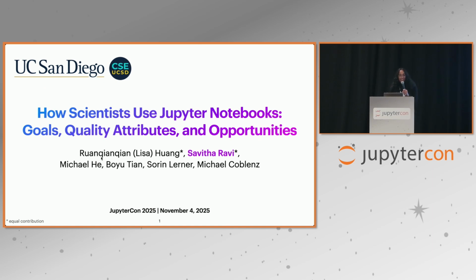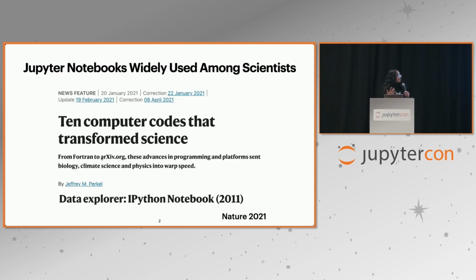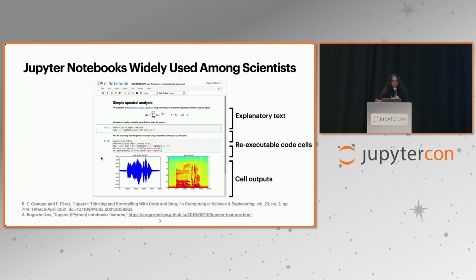My name is Savitha, and today I'll be presenting on our work, How Scientists Use Jupyter Notebooks: Goals, Quality Attributes, and Opportunities. So, as you all are most likely familiar, Jupyter is widely used among scientists. And in 2021, the journal Nature named Jupyter as one of the 10 software tools that have transformed how science is done today. And there are a lot of features of Jupyter that make it really convenient to explore and explain scientific data and results.